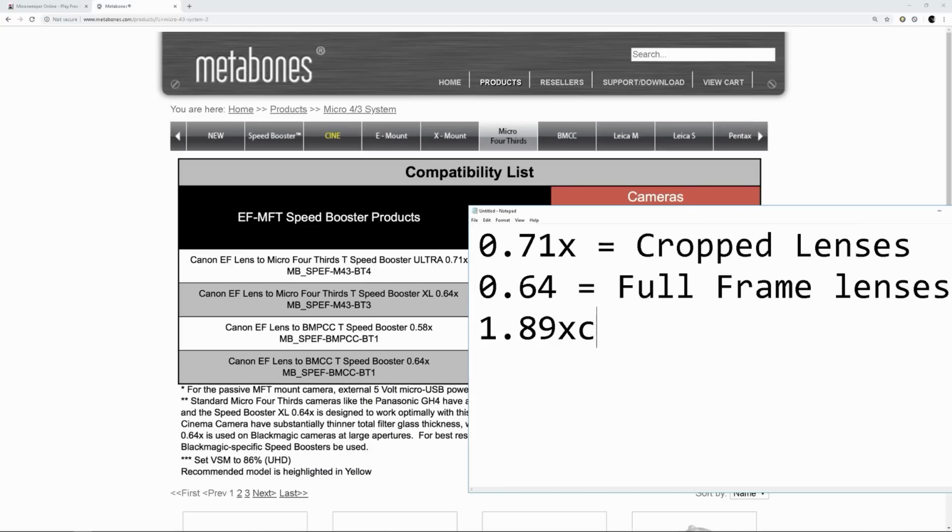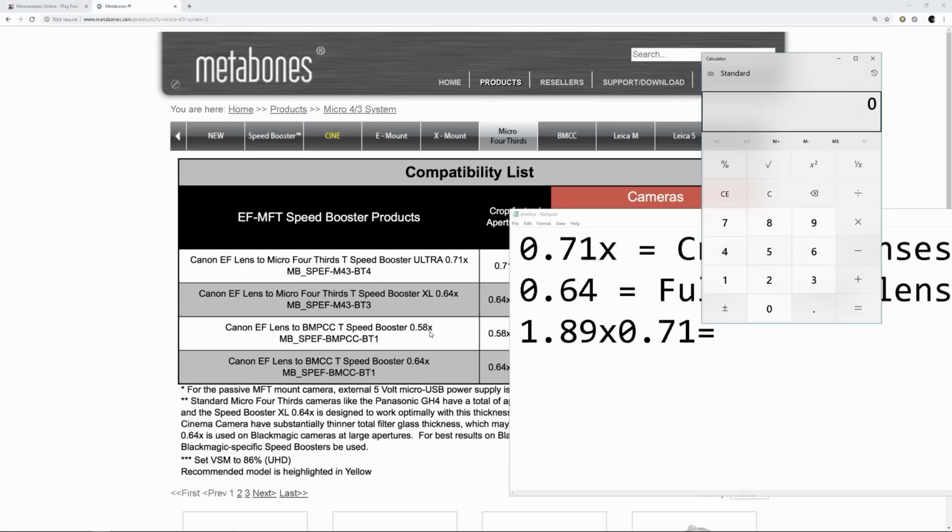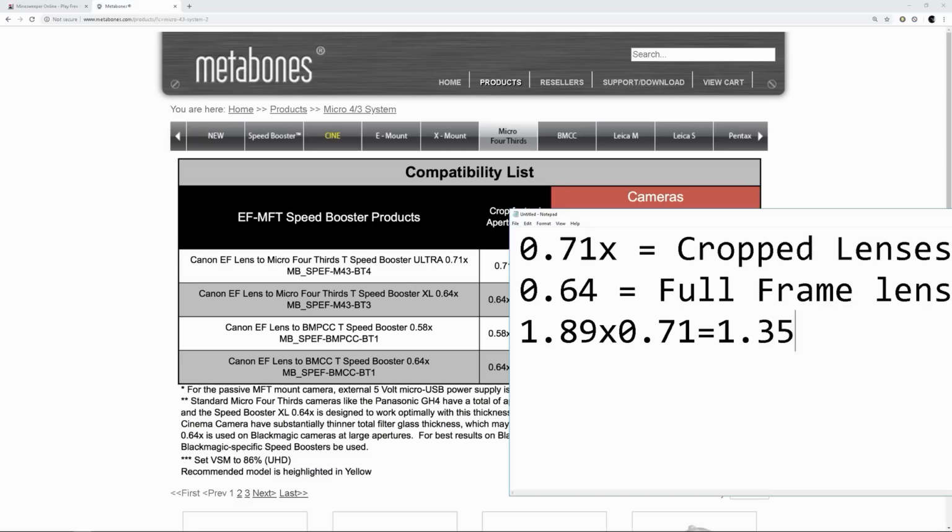1.89. We're going to multiply by 0.71. Equals, and this is going to be the new crop factor. So 1.89 is the original crop factor of the Pocket 4K. The 0.71 is your speed booster here, the Ultra. So we're going to multiply that. 1.89 times 0.71, that's 1.34, but if you round that off, it's 1.35. That's going to be your new crop factor. So you're technically turning that Four Thirds crop sensor of 1.89 to 1.35, which is a lot wider, right?